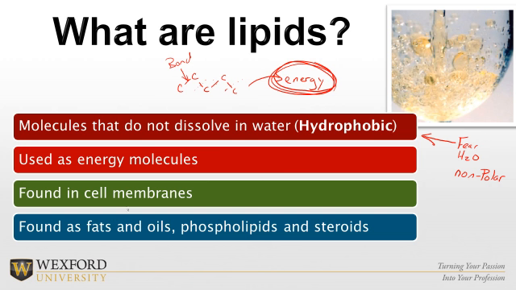Also, they're found in cell membranes. Well, we briefly mentioned that last time. We talked about that concept of phospholipid bilayer. We're going to get much more into it today. So every cell in the body, every cell period actually in life, okay, will have a cell membrane that's made up of these phospholipid bilayers. And then lastly, they're found as fats and oils, as well as phospholipids and steroids.